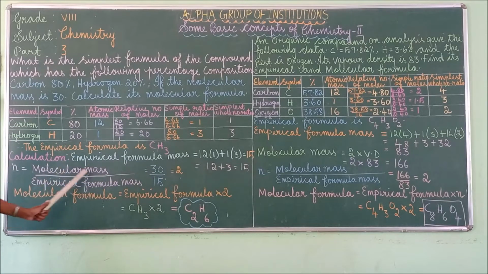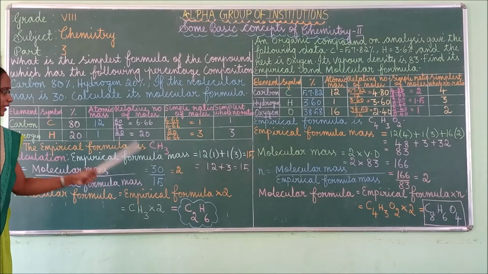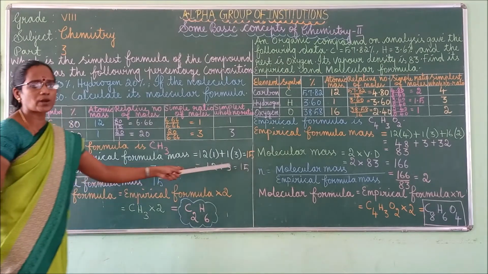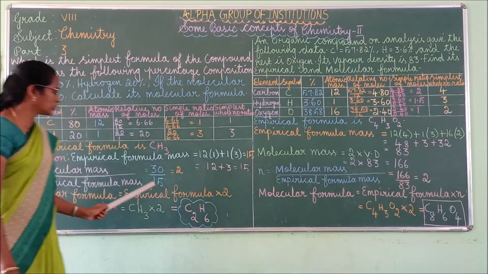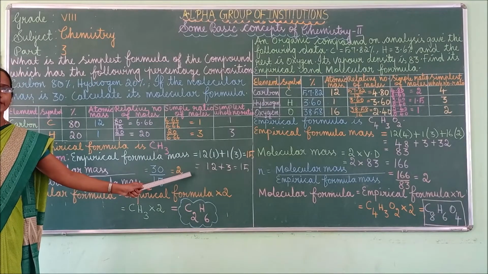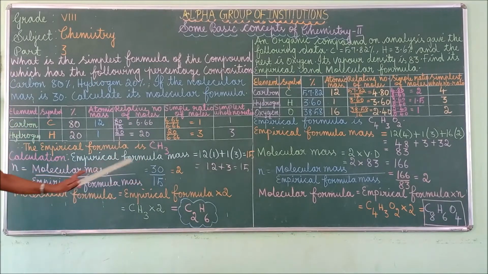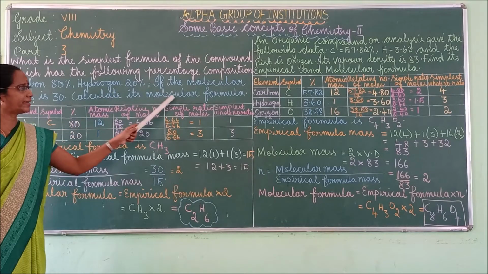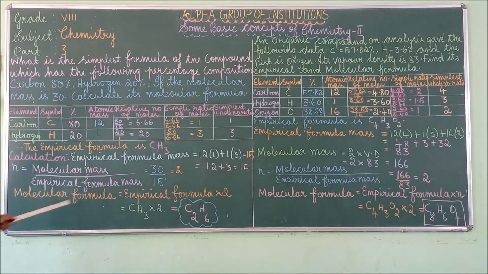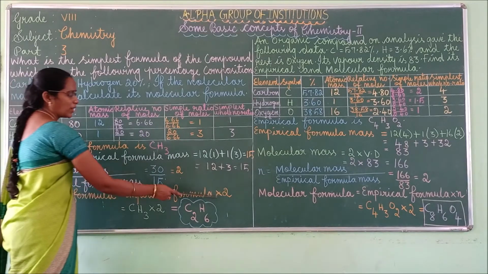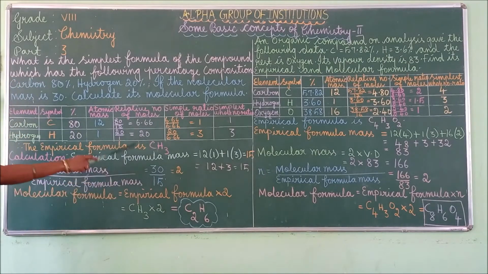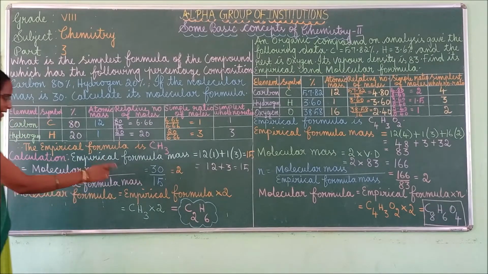For n is equal to molecular mass by empirical formula mass. Molecular mass is given in the question, that is 30, divided by the empirical formula mass, which is 15. So 30 divided by 15, you will be getting 2. This is the n value, known, right? Finally, what they asked in the question: calculate its molecular formula. So molecular formula is equal to empirical formula into n.